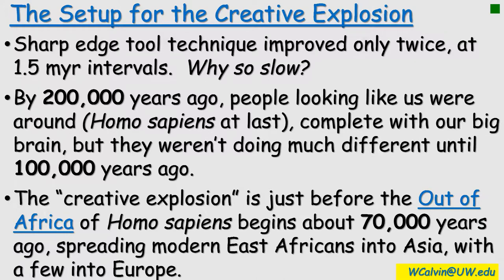So the setup for the creative explosion is sort of odd. Sharp-edged tool technique, which other than javelins is just about the only thing they did. This technique improved only twice, about every 1.5 million years. In between, there wasn't much change. So why so slow, so conservative?